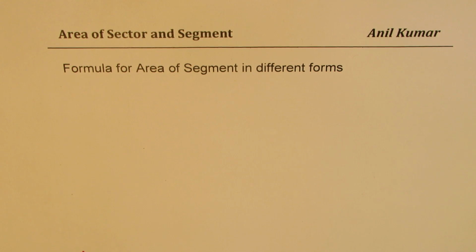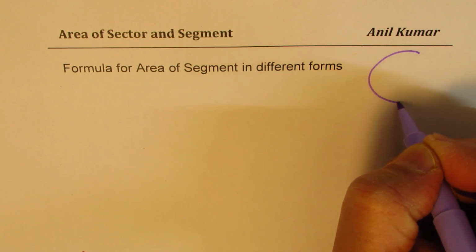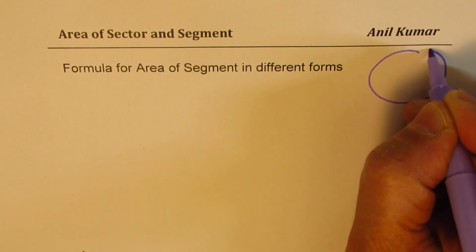Now we are going to discuss the area of sector and segment in this particular example. I have a number of inquiries about finding this area when the angle is given in degrees. So we are going to develop a formula, right? So let's begin with a circle. Let's say this is the circle we need to work on, right?